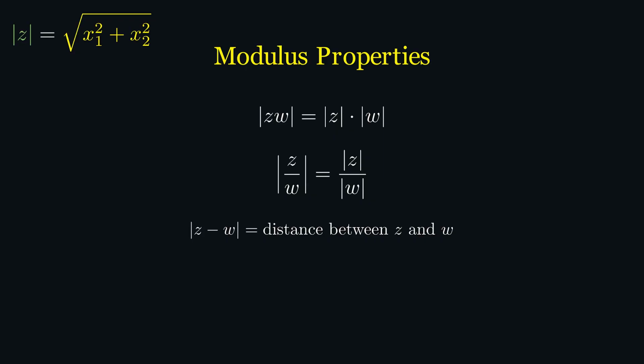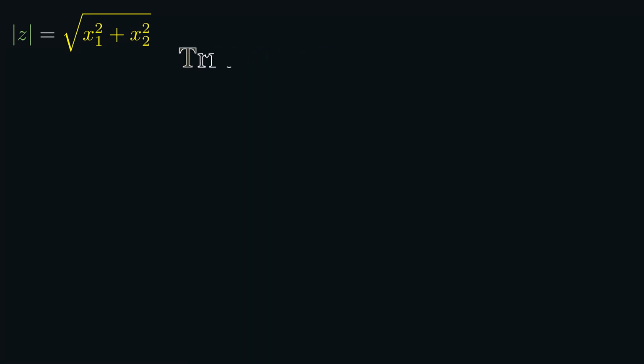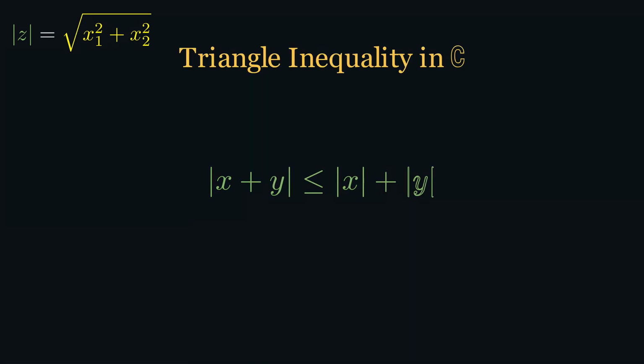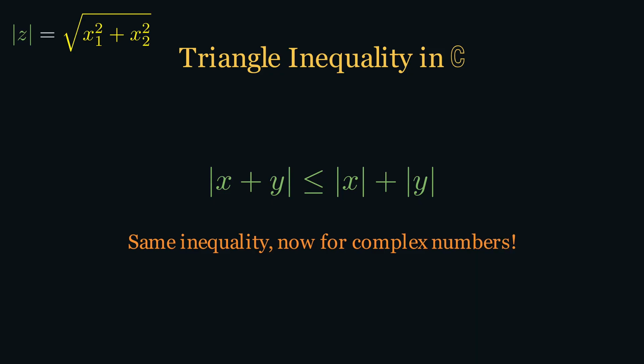The quantity |z minus w| is the distance between z and w in the complex plane. This makes C a metric space, a set with a notion of distance. And distances satisfy the triangle inequality. For any complex numbers x and y, |x plus y| is less than or equal to |x| plus |y|. The same inequality we had for real numbers extends to the complex plane. The direct path from 0 to x plus y is at most as long as going from 0 to x, then from x to x plus y.